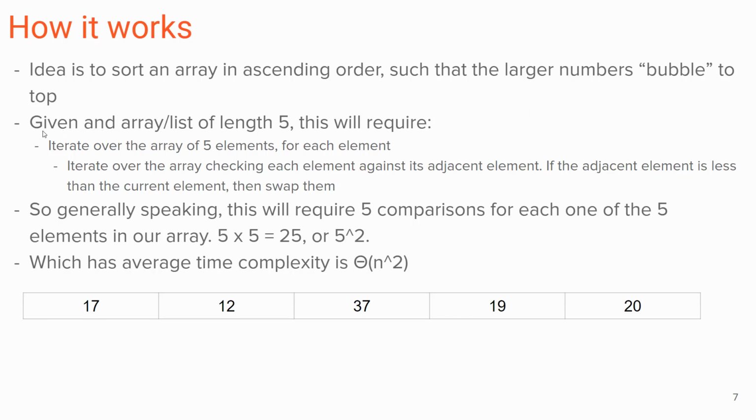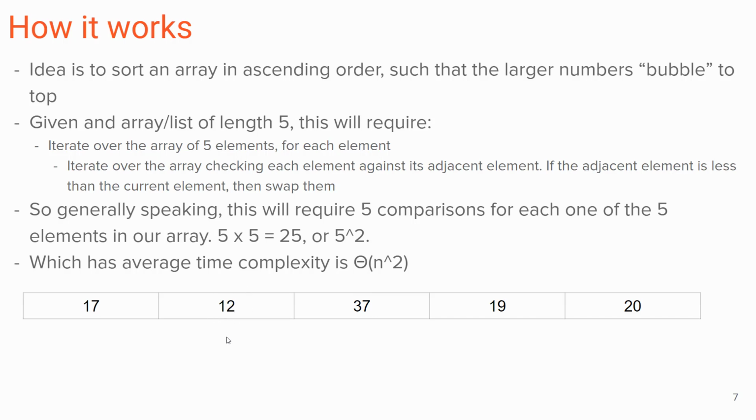And a little typo there, but it should say given an array list of length 5, you basically have to go over your outer loop 5 times, right? N, where N is the number of elements in the list. So iterate over the array of 5 elements. For each element, we need to iterate over the array, checking each element against each adjacent element. Adjacent being they sit next to each other.